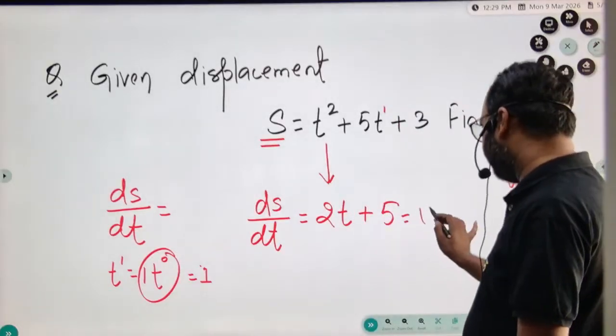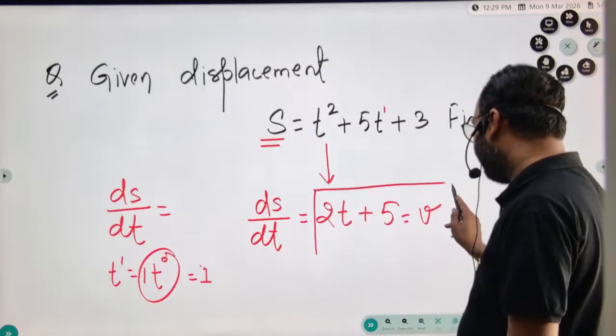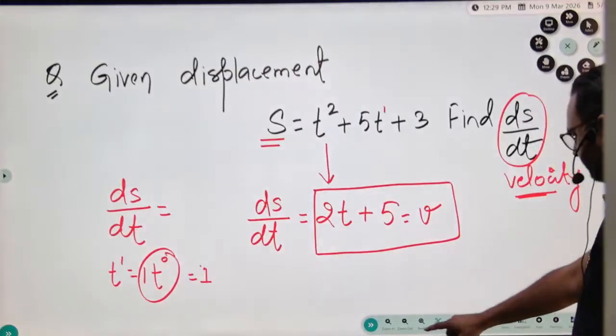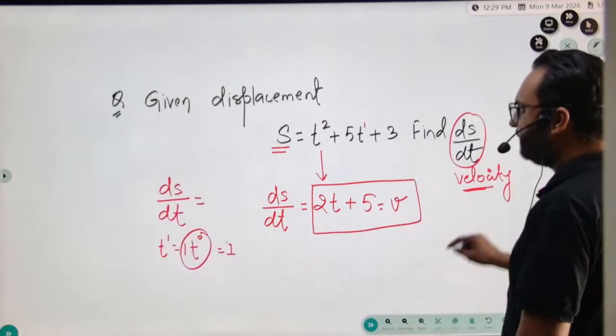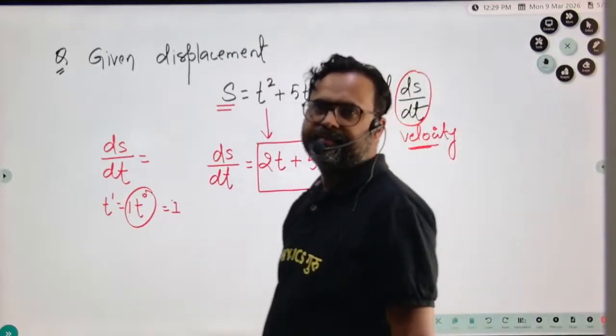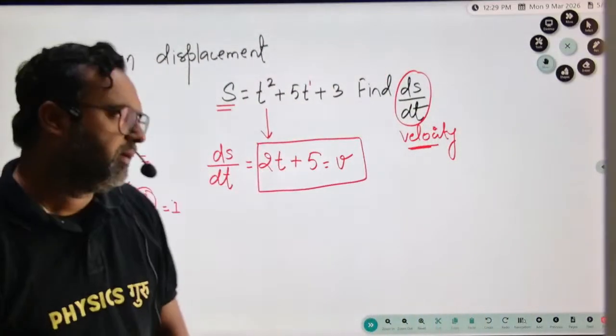That means this is the velocity, 2t plus 5. Any doubt? No. Now next one.